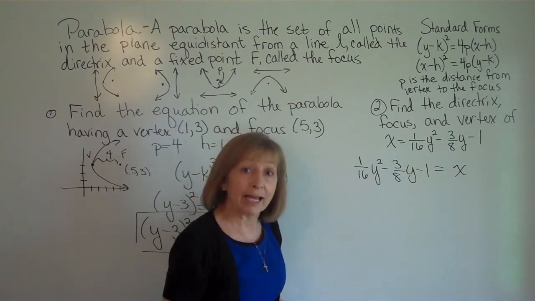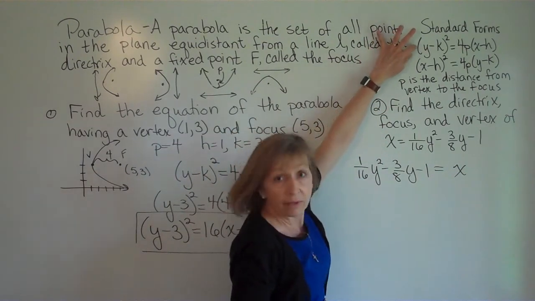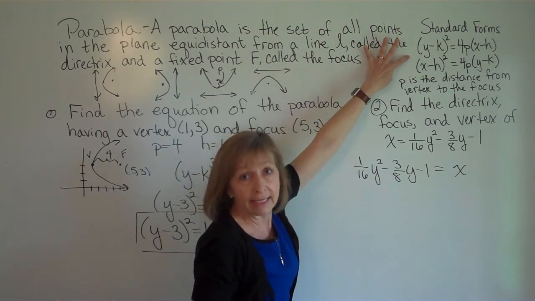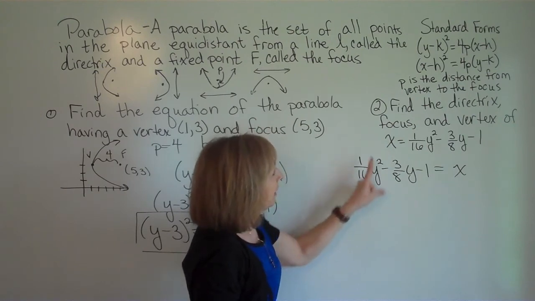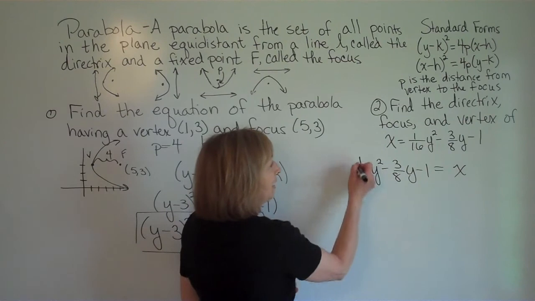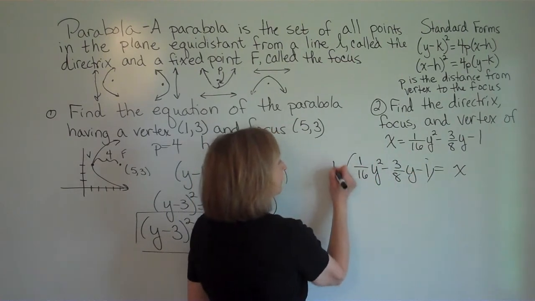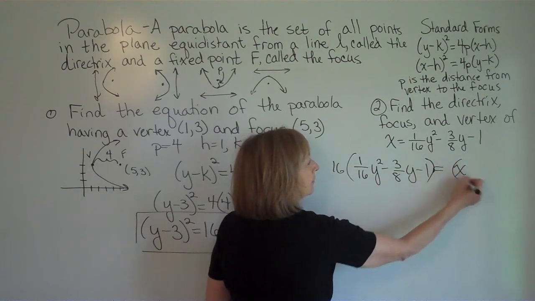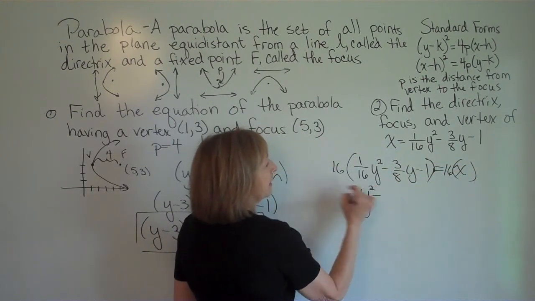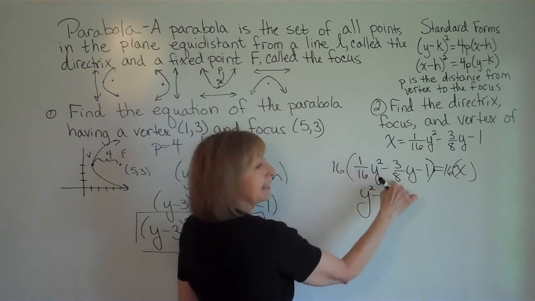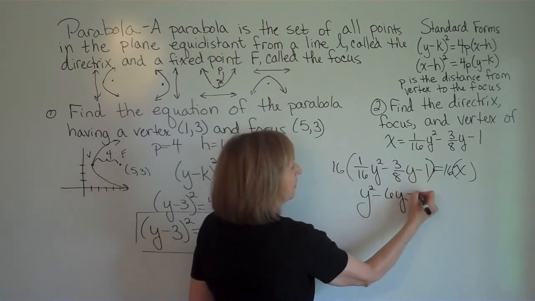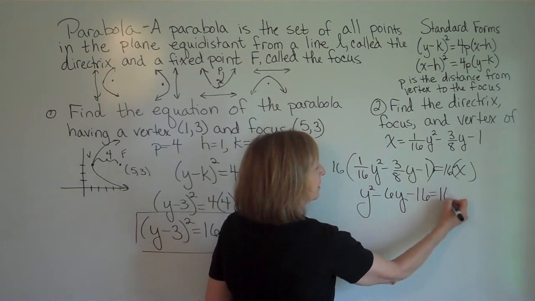Now I want to remove the fractions because notice I don't have a coefficient in front of the quantity y minus k squared. So actually I want to get this coefficient in front of the y squared to be a 1. I'll do that by multiplying both sides by 16. So I get y squared minus 16 times negative 3/8 is minus 6y. 16 times negative 1 is minus 16, is equal to 16x.